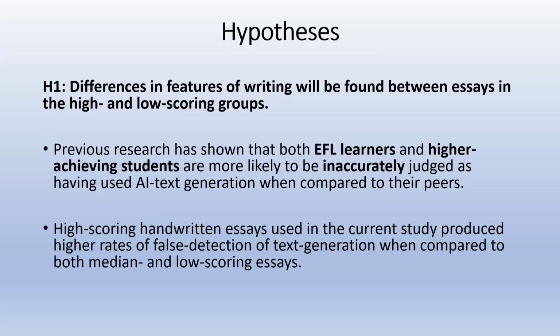So our first hypothesis was pretty obviously that differences in features would be found between the essays in the high and the low scoring group. And this, of course, goes back to the research that shows that both EFL learners and high achieving students are more likely to be inaccurately judged as having used AI text generation when compared to their lower scoring peers or to native speakers of English.